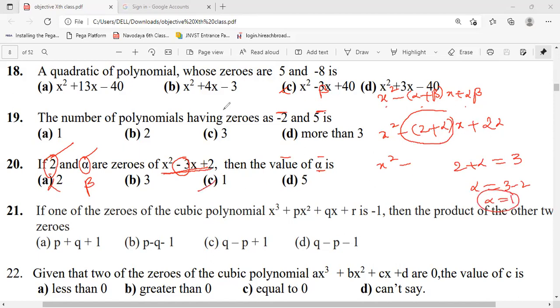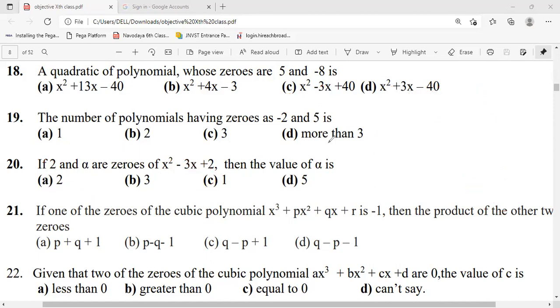Simple, very simple. Okay, I just prepare the quadratic polynomial by the given zeros, and I compare it with this polynomial. That's it. Okay. Next, 21.